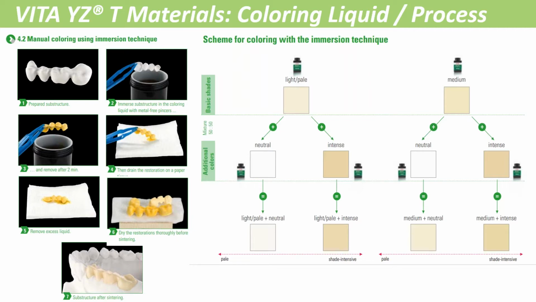Typically, I only do that on substructures and frameworks. The reason is that, unless I'm doing a bunch of them all at the same time, it's very difficult to get a very consistent or precise shade just dipping it. But the idea with the substructure and framework is just to get it close, since it's just a framework. We're going to layer porcelain on top of it and match our final shade that way.